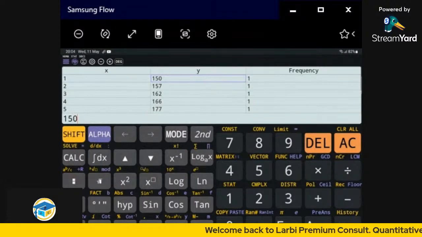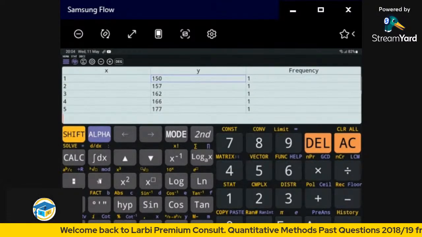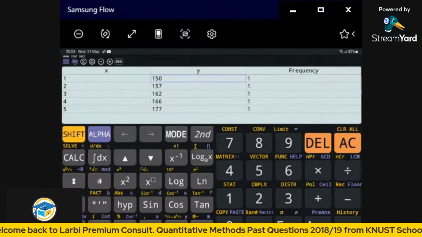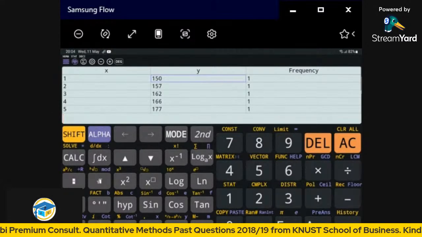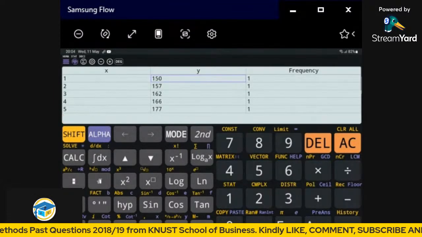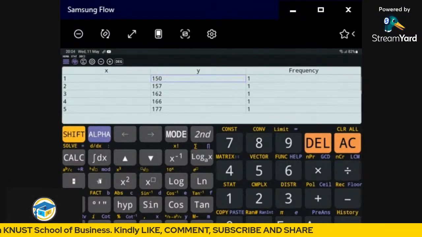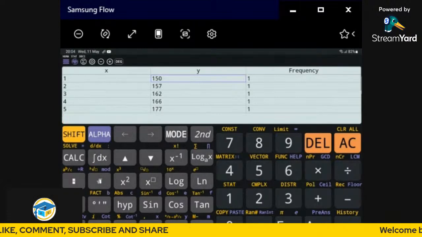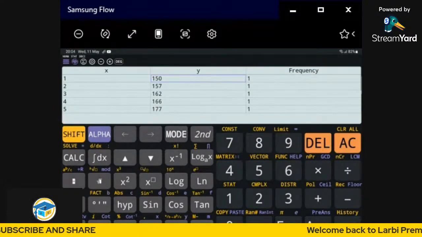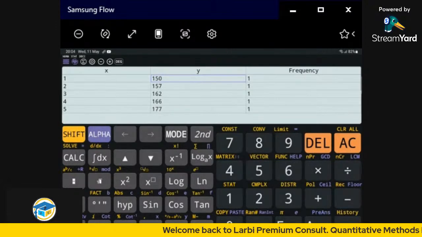Once you're able to do that, you get a table with column X and column Y. And if you are fortunate, your calculator also gives you the frequency column. But if you just have two columns X and Y, that is fine. The values you see here are from something else I was doing, so please don't concentrate on these values. You are going to use our values in that question. Once you're able to get the table here, this is what you're going to do.